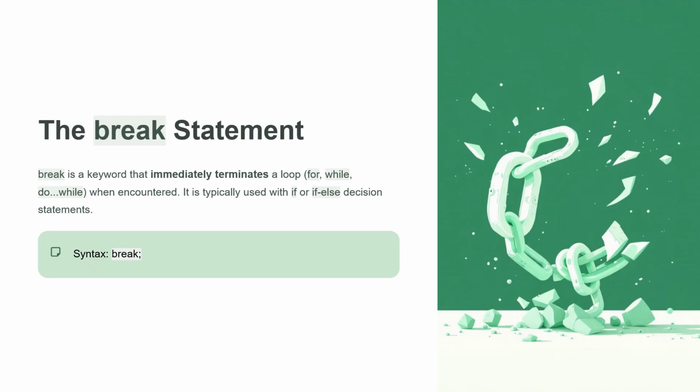Break statement immediately terminates the loop. It can be a for loop, a while loop, or a do while loop. When the break statement is encountered, the loop is terminated immediately.